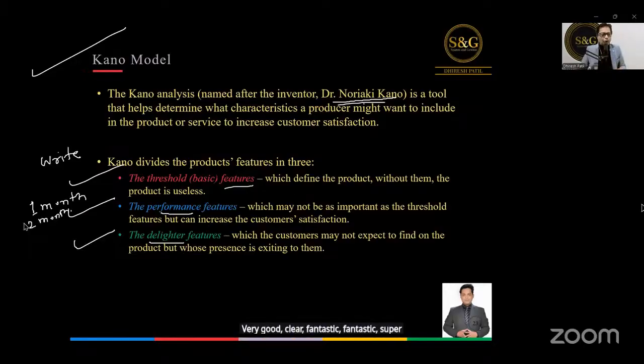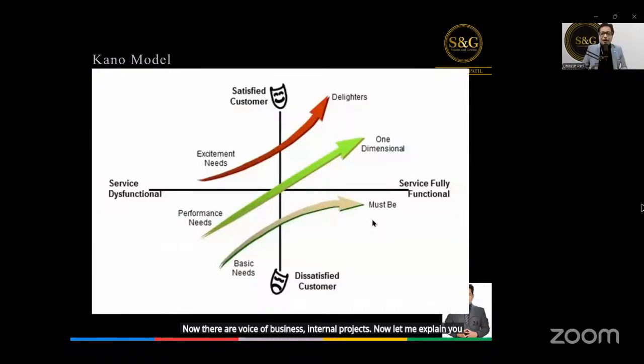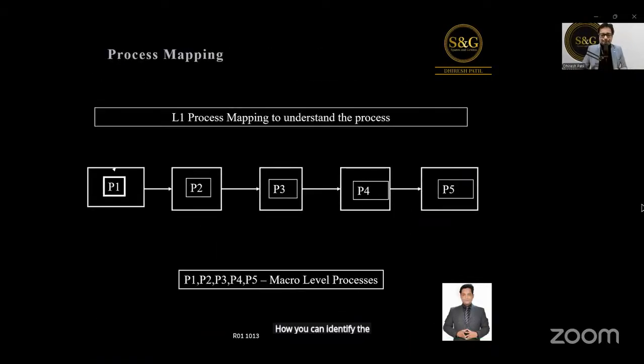It is called a Kano model. Now these are called the external projects coming from the voice of customer. Now there are voice of business, internal projects. Now let me explain how you can identify the internal projects as well. Okay. So how do you identify internal projects?